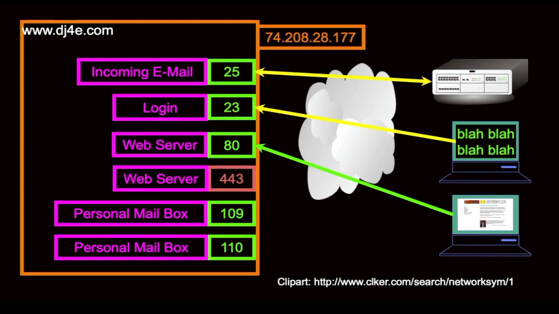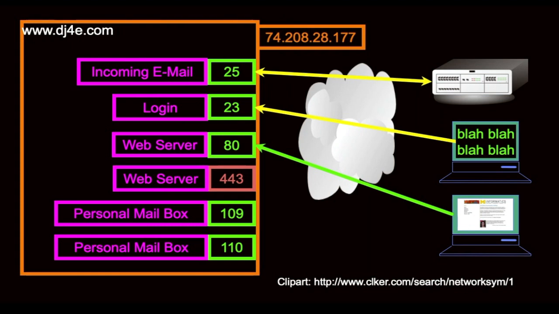In this case, 74.208.28.177 is the IP address of this computer, and then port 25 is the extension where one computer sends email to another computer. And each of the arrows in between them is a separate protocol. So if you're talking to an email server, you expect to talk an email protocol. And if you're talking to a login server, you have a login protocol. That's kind of the simplest one.